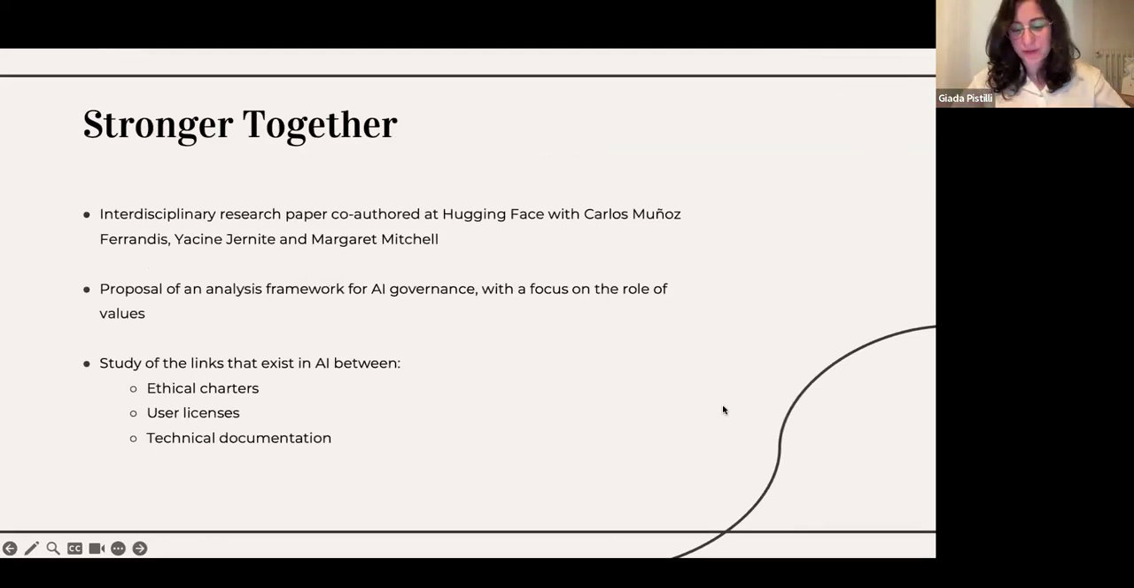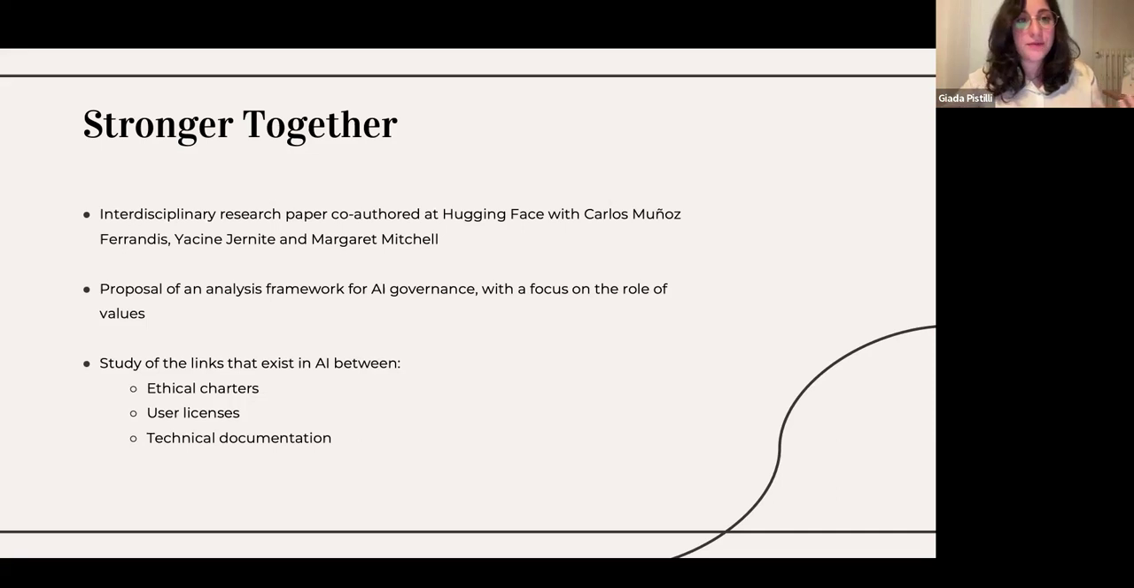Anyhow, the core topic of today was, as Éric was saying, to present you the paper that I co-authored last year for FACT, that got accepted to FACT, and I presented it when I was in Chicago. It's called Stronger Together: On the Articulation of Ethical Charters, User Licenses, and Technical Documentation. That's the whole title. It's done with my colleagues Carlos Muñoz Ferrandis, Yacine Jernite, and Margaret Mitchell, whom maybe you have heard of. So it's basically a proposal of an analysis framework for AI governance.